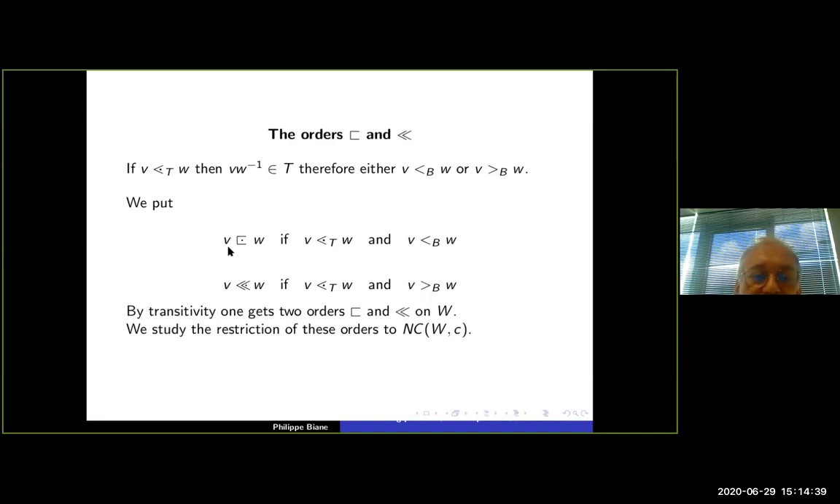So in some sense, this corresponds to the case where the two orders coincide, the two cover relations. This cover relation is also an order relation for the Bruhat order, but here, this cover relation is not a relation, it's an opposite relation for the Bruhat order. One can complete this by transitivity, and then one gets two order relations on W, which I call the square order and the double order. And now we are going to see that this satisfies some subtle relation when you look at these orders on the space, on the lattice of non-crossing partitions.